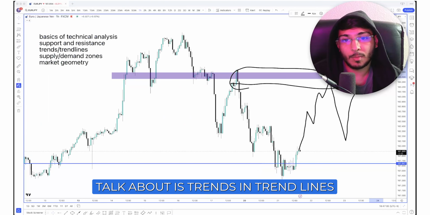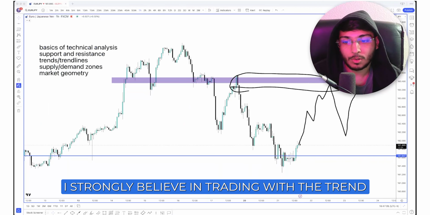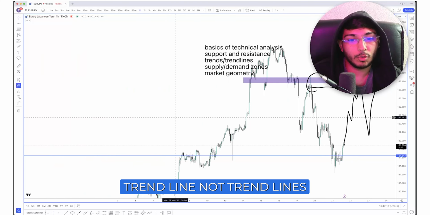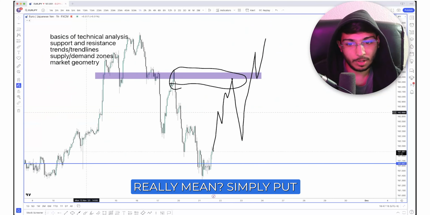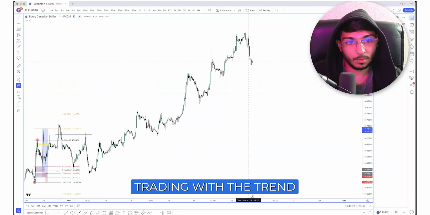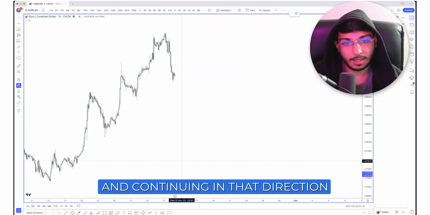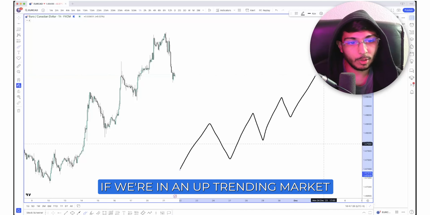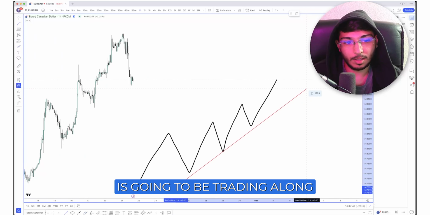The next thing we're going to talk about is trends and trend lines. Now, I'm a big trend trader. I strongly believe in trading with the trend. I strongly believe in not trend lines, but trading alongside the trend. What does trading with the trend really mean? Simply put, it means understanding which direction the market is going in and continuing in that direction. So if we're in an uptrending market, the safest position to take is trading along with this trend.